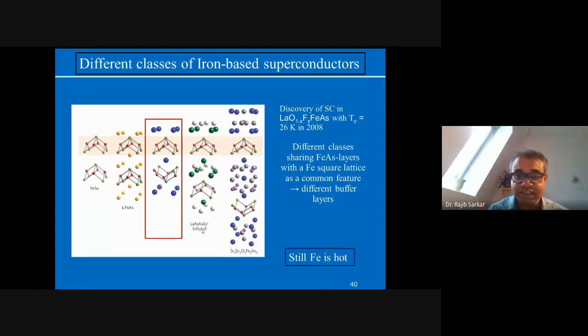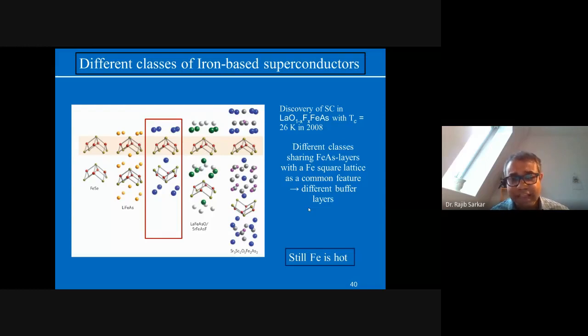So more complicated structures. In all these classes of materials, you have different classes of iron arsenic layers, with an iron square lattice as a common feature, and then different buffer layers. If you make different types of doping or introduce some kind of disorder, you get real superconductivity in the system. So that's really very, very robust.